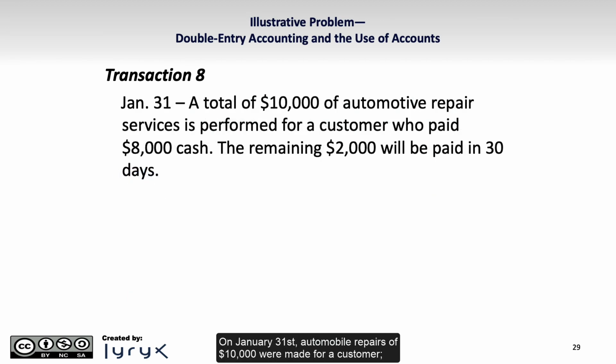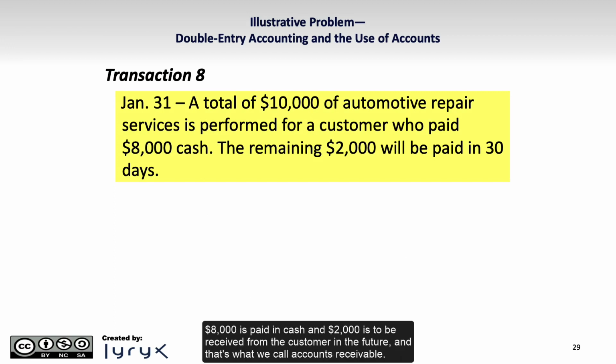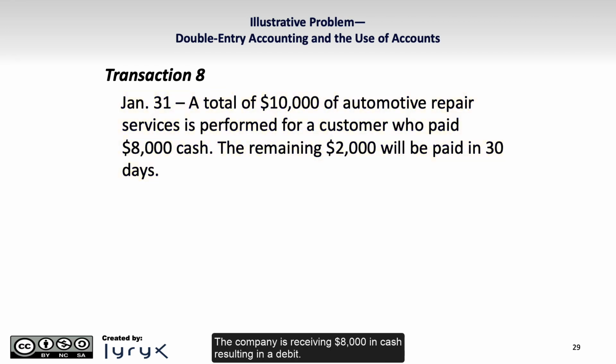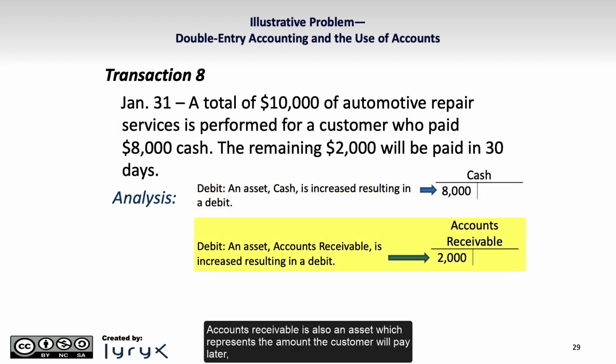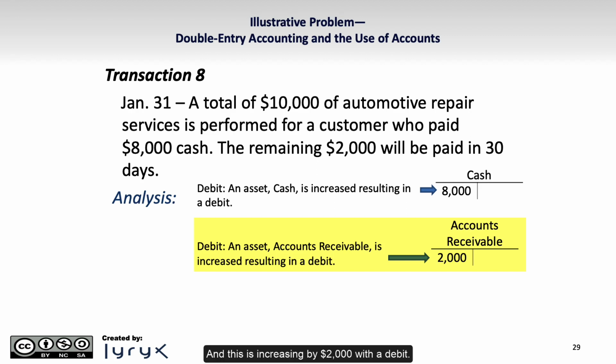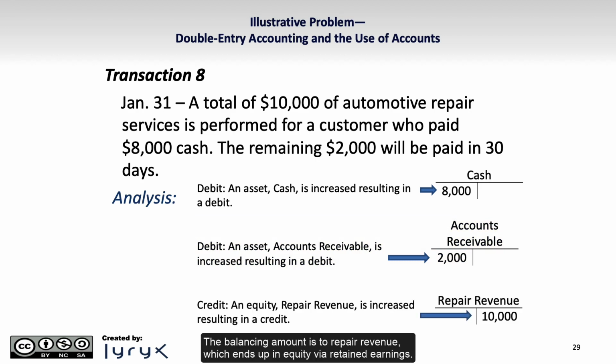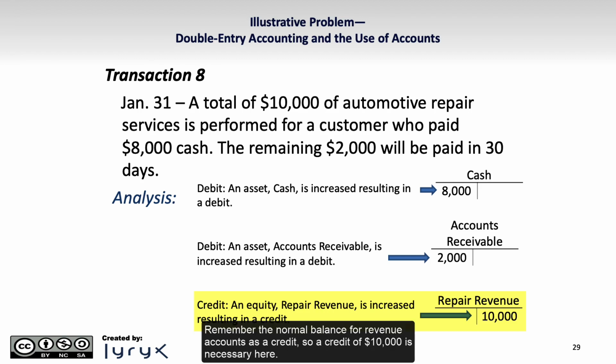On January 31st, automobile repairs of $10,000 were made for a customer. $8,000 was paid in cash, and $2,000 is to be received from the customer in the future, and that's what we call accounts receivable. The company is receiving $8,000 in cash, resulting in a debit. Accounts receivable is also an asset, which represents the amount the customer will pay later, and this is increasing by $2,000 with a debit. The balancing amount is repair revenue, which ends up in equity via retained earnings. Remember, the normal balance for revenue accounts is a credit, so a credit of $10,000 is necessary here. Again, notice that debits and credits both add up to $10,000, ensuring the transaction is in balance.